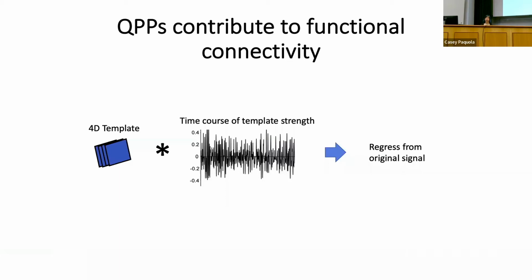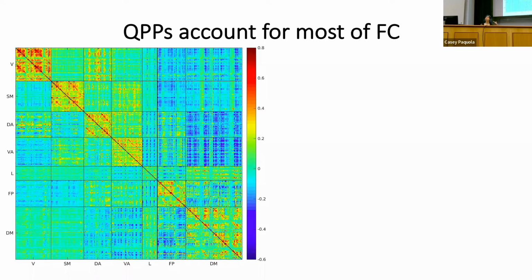So we wanted to take a step back, given this finding, and look at how the QPPs contribute to functional connectivity itself. So just simple correlation between different areas. We did our trick again of regressing. We basically took our template, followed it with the time course that tells us how strong it is, and regressed it out of the signal. And when we do this, we can look at the changes in pairwise correlation across the whole brain.